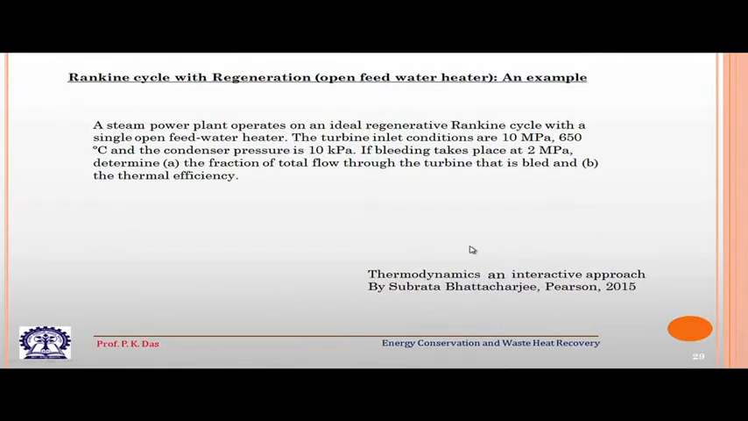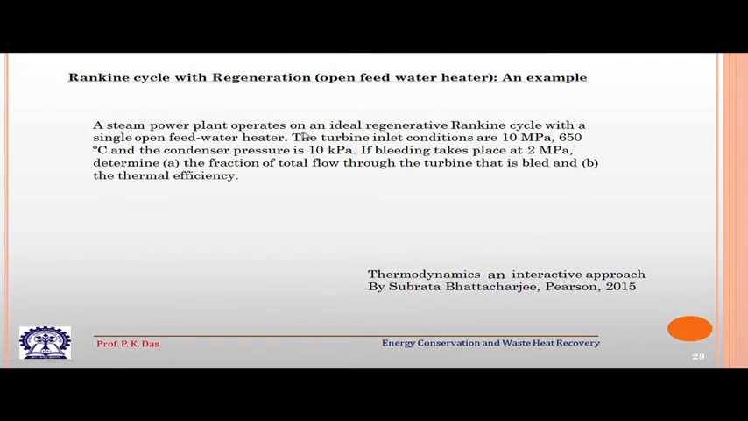Hello everyone, we will continue with our discussion on steam power plant, and I would like to take up an example for steam power cycle with regenerative feed heating. For simplicity, we will take the example of regenerative feed heating with an open feed water heater, and the problem is given in this slide.